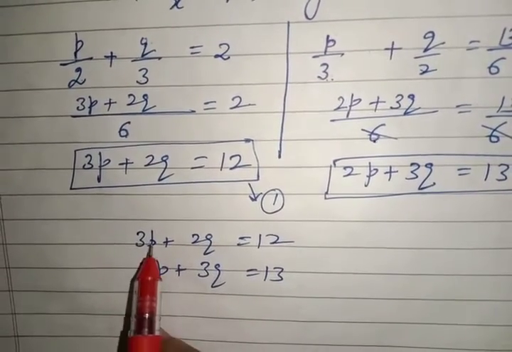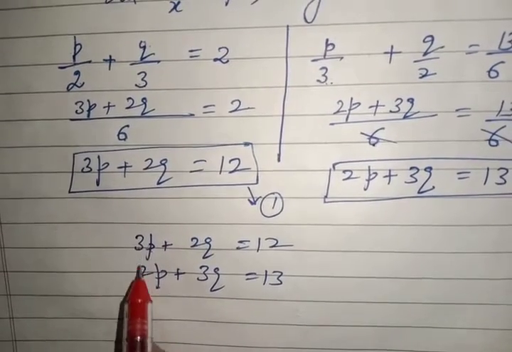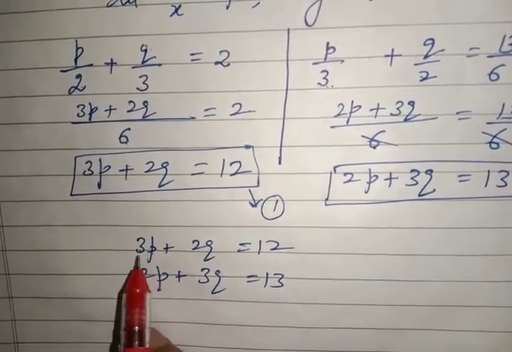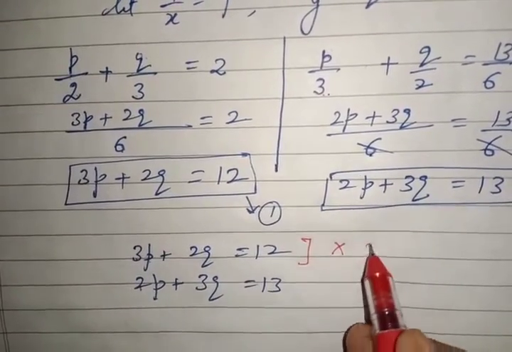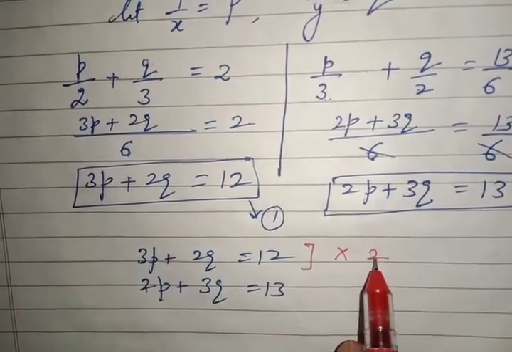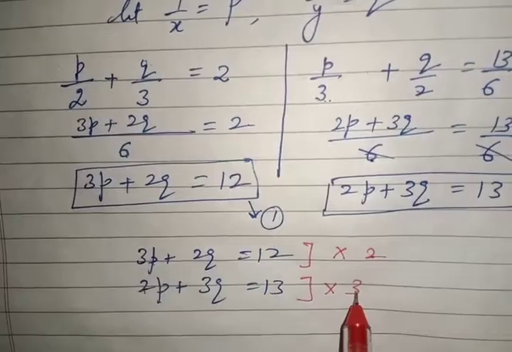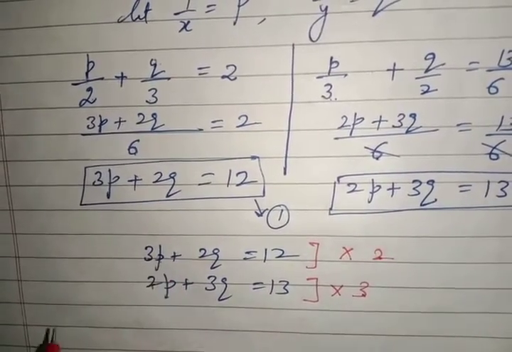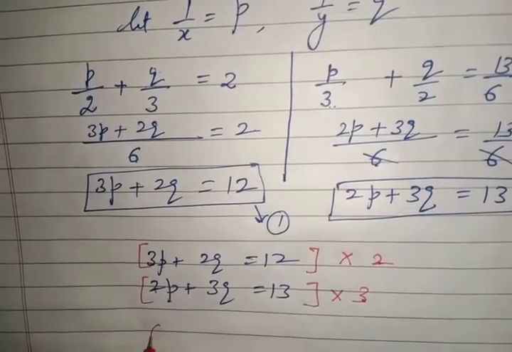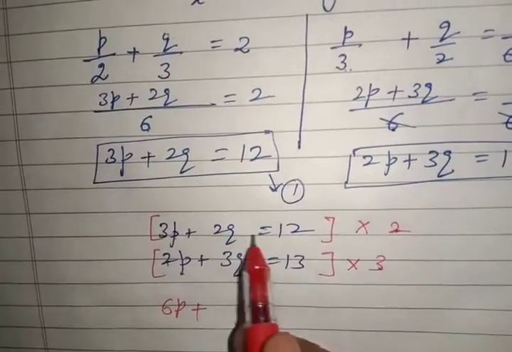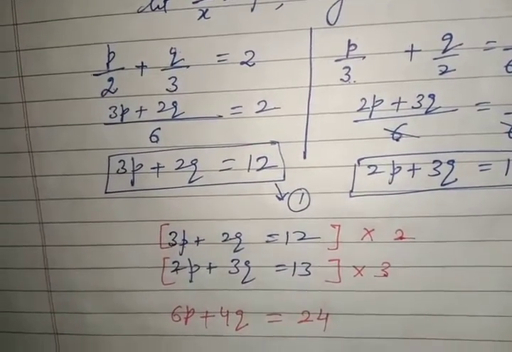If I want to eliminate p, I need to make these two coefficients equal. And how can we make these coefficients equal? If I multiply this equation by 2, this will be 3 2s are 6, and this equation by 3, this will be again 2 3s are 6. So this equation will become, after multiplying by 2, first equation will become 2 3s are 6 plus 2 2s are 4, q is equal to 12 2s are 24.